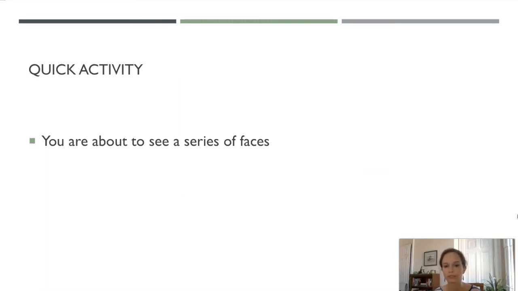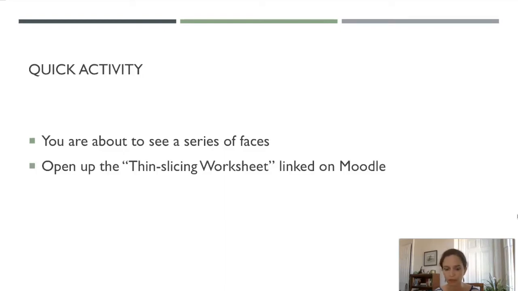All right, we're going to get things kicked off with a quick activity. You are going to be seeing a series of faces, but they are going to be appearing incredibly briefly. I want you to also, so press pause on this video if you need to, open up the thin slicing worksheet spreadsheet that I have linked on our Moodle page. You are actually going to be entering numerical values indicating your impressions and your feelings about the faces that you see, and you're going to be doing that in that spreadsheet.